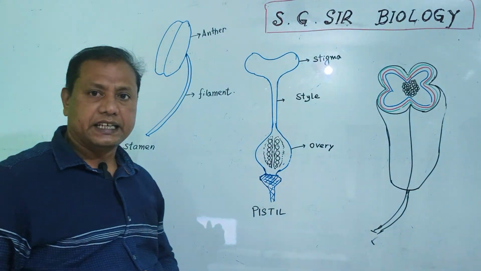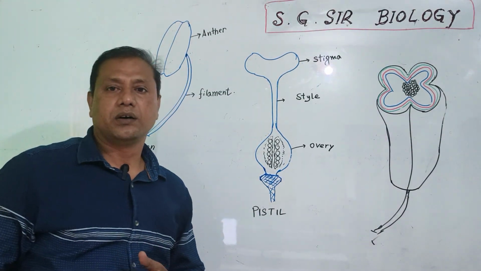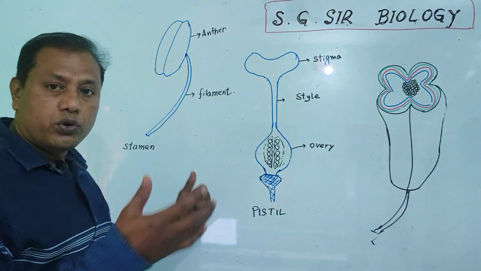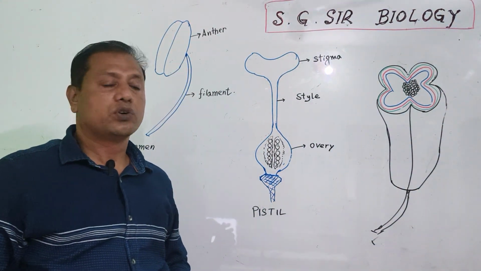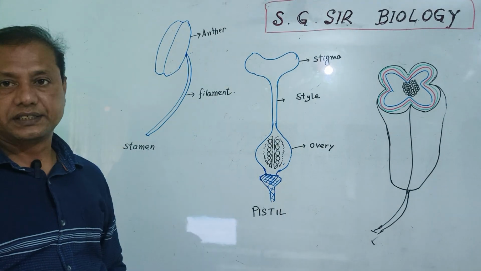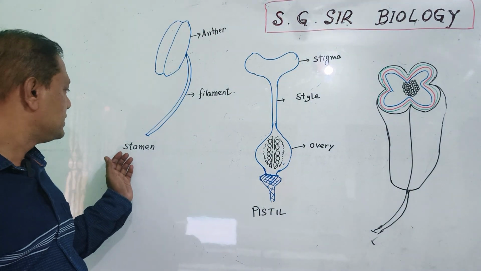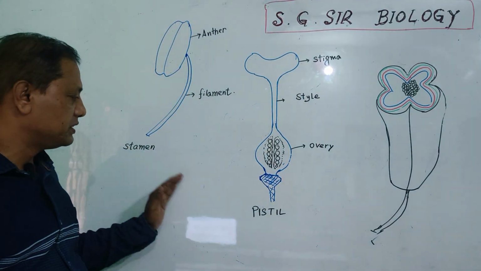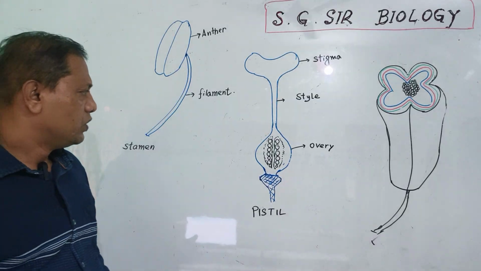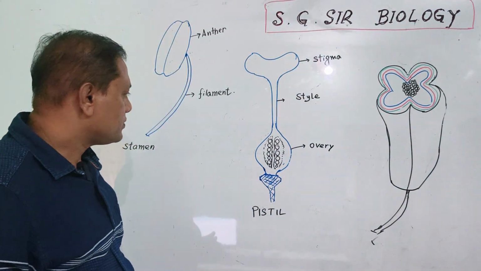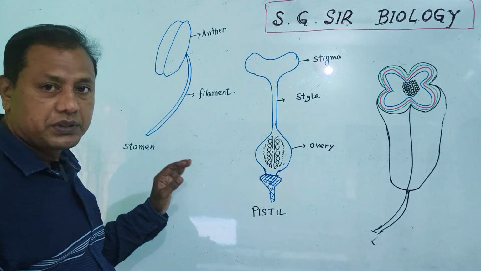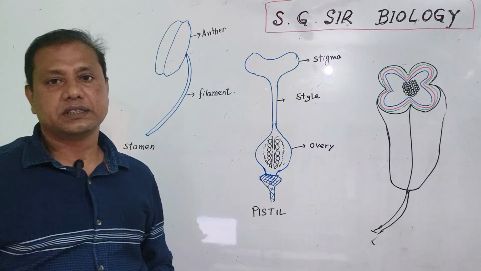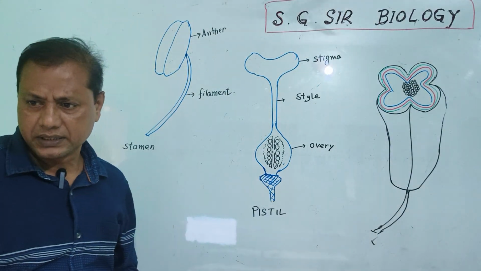Sometimes we see that there are complete and incomplete flowers. In a complete flower, four whorls are present: calyx, corolla, stamen and pistil. In an incomplete flower, some part is missing, maybe the stamen is missing, maybe the pistil is missing sometimes. When every part of the flower is present, we can say it's complete. If one is absent, then we say it's an incomplete flower. In this way, flowers can be classified.